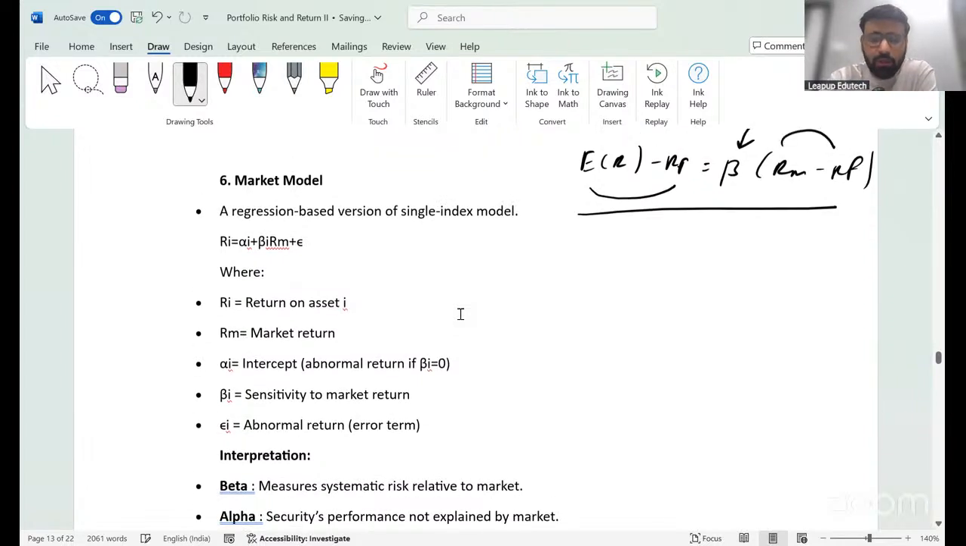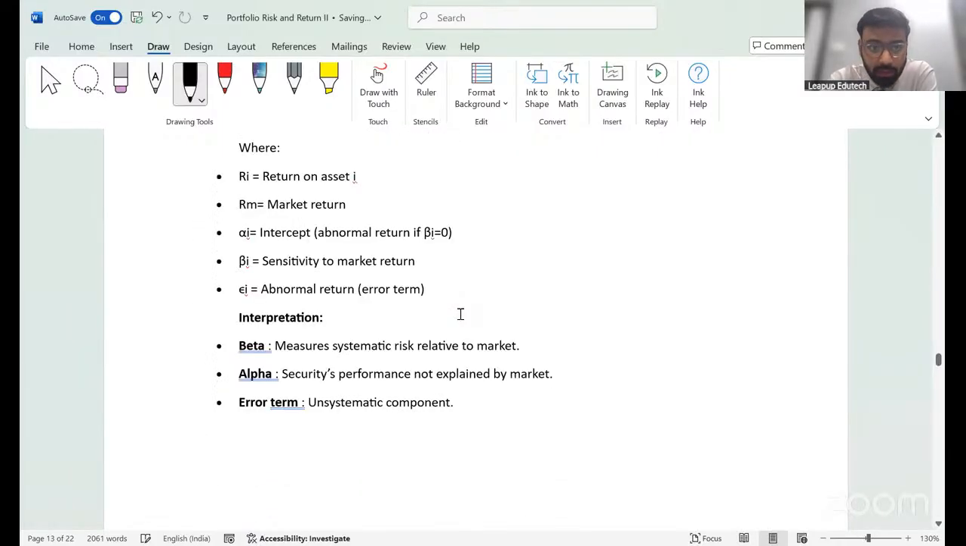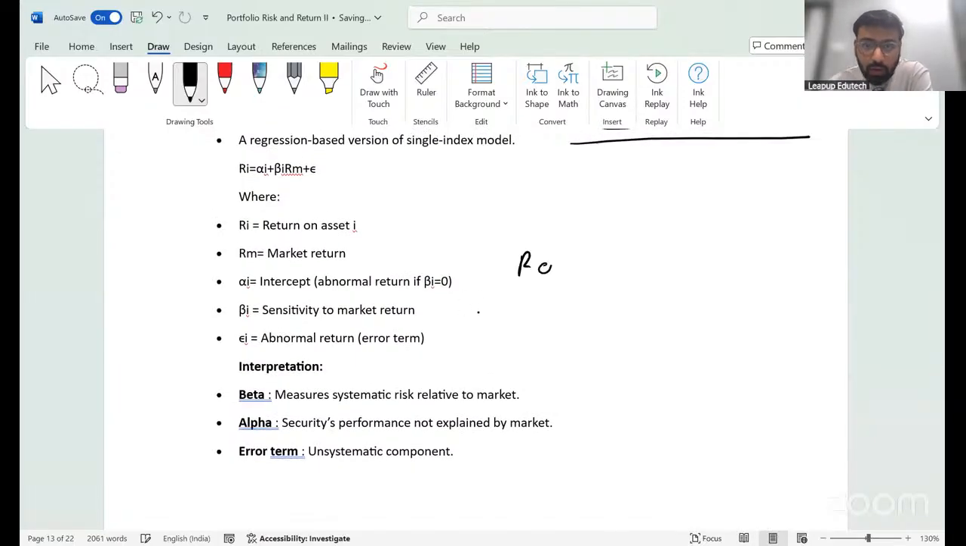There is another model which is called the market model, which is also a single index model, guys. The market model is also a single index model, which tells us that the return on a particular stock is given by, sorry, it is given by alpha plus beta into RM plus the error term. It is telling us that the return on a particular stock can be predicted by this equation, which is alpha plus beta into RM plus an error term.